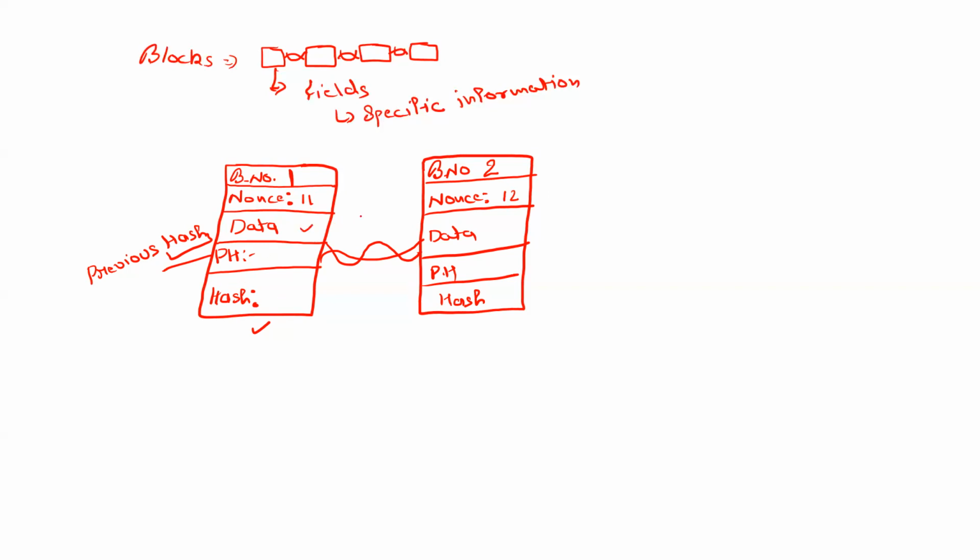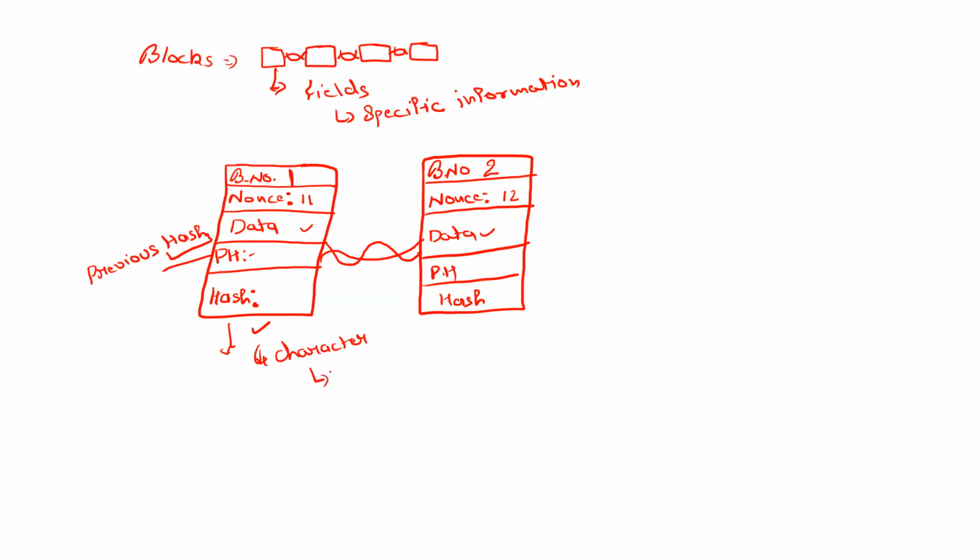Next one is the data, the actual data that we are going to save in one block. Next one is my previous hash. Previous hash means here you can find the hash. Let's understand the concept of the hash first. Hash has a specific format. The hash length is 64 characters.